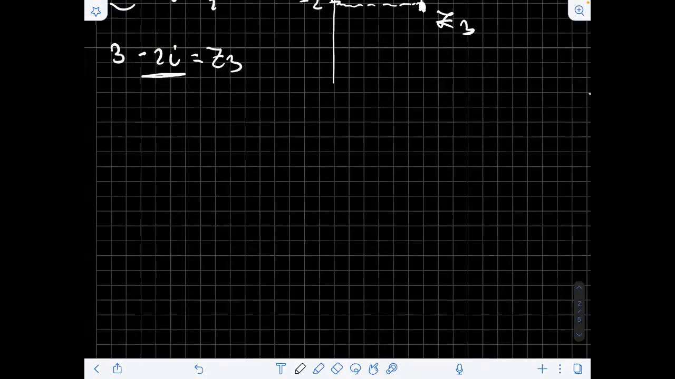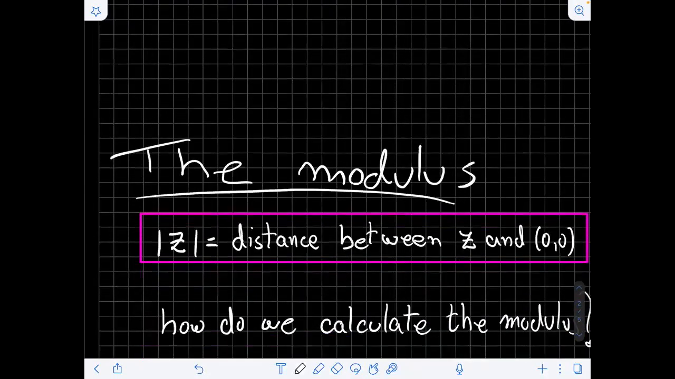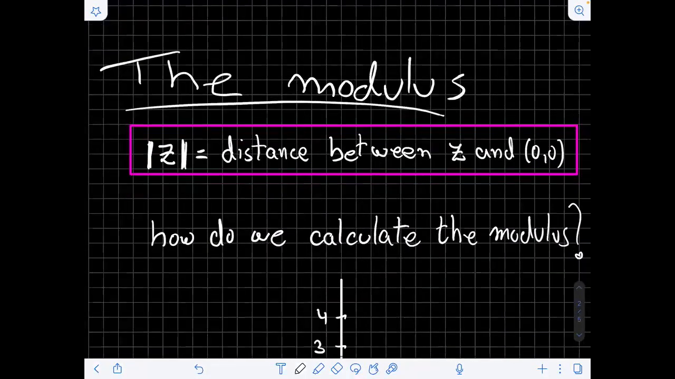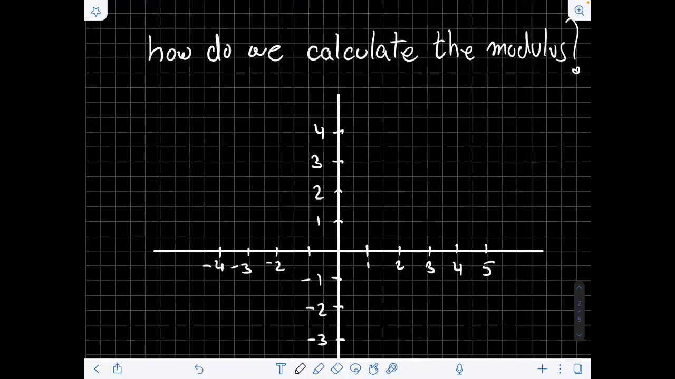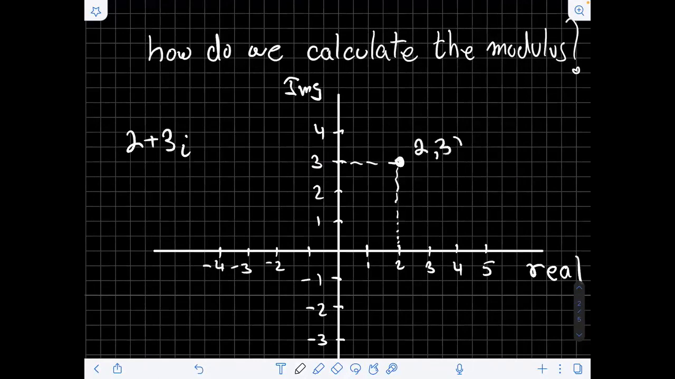Next is the modulus. So what's the modulus? The modulus is marked with two lines going down, holding the Z, and it's basically the distance between Z and (0, 0). So how do we calculate the modulus? Let's look at an example where our number is 2 plus 3i. My x is 2 and my y is 3. Remember, the x-axis is the real part and the y-axis is the imaginary part. That point (2, 3) is the equivalent of 2 plus 3i. We want the distance between that point and (0, 0).